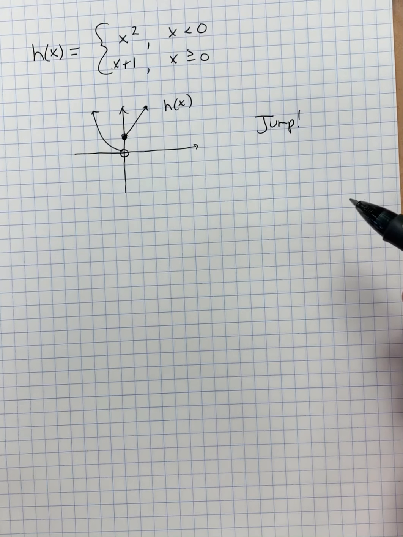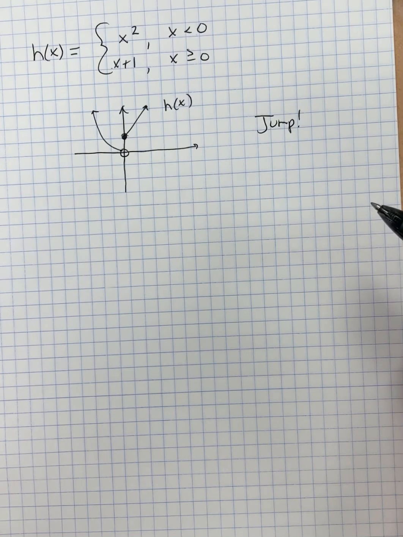So there's a few examples. We did a jump discontinuity. We did a vertical asymptote. We did a hole. Hopefully that helps out.